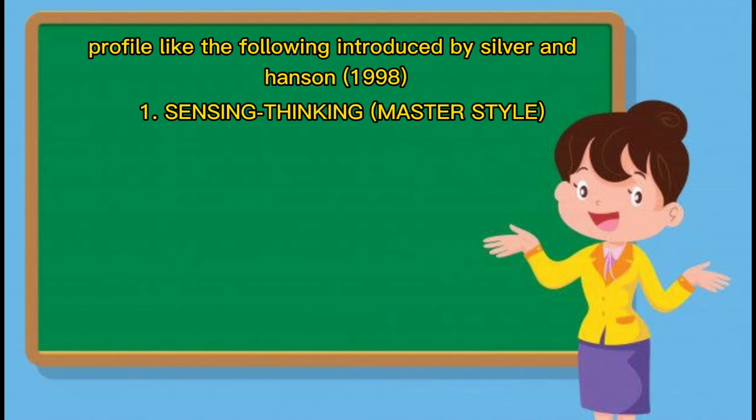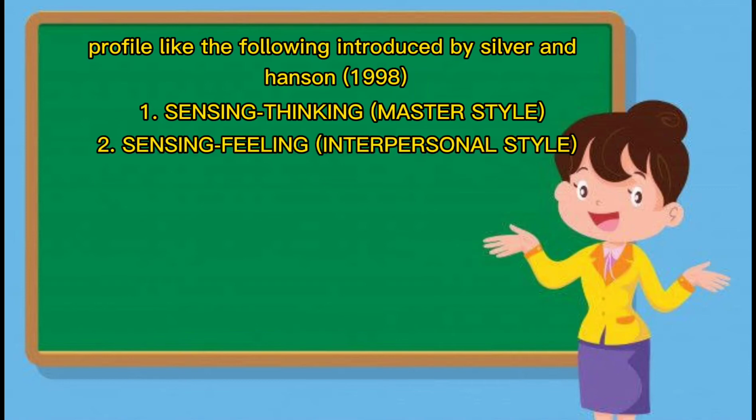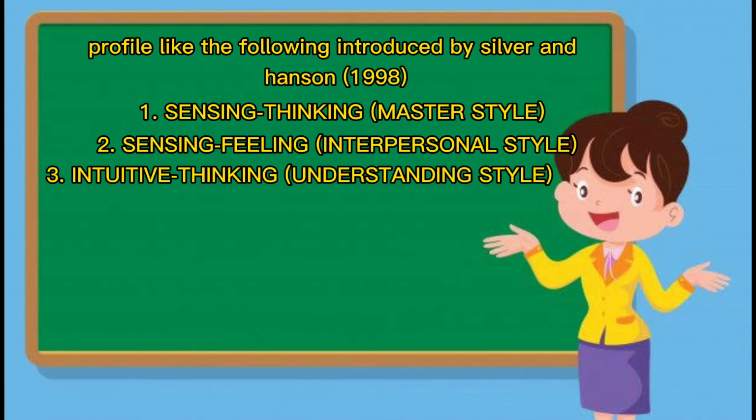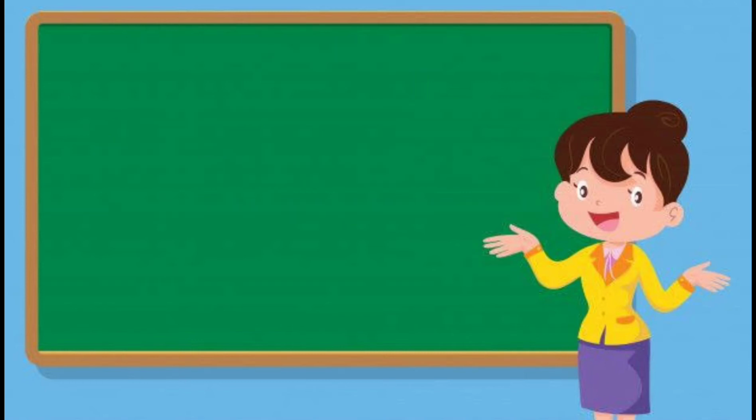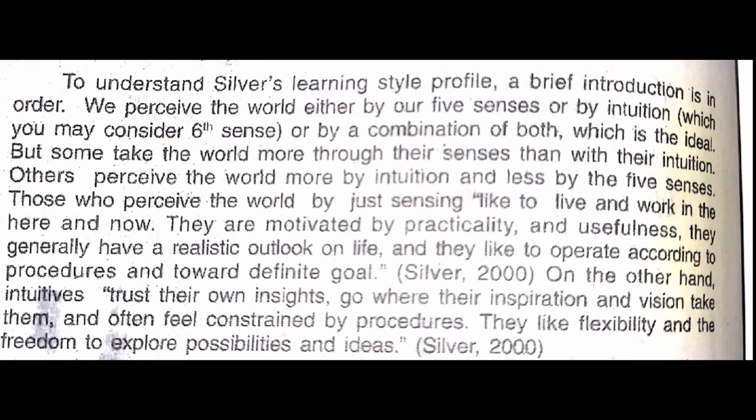Number 1, sensing thinking, or the mastery style. Number 2, sensing feeling, or the interpersonal style. Number 3, intuitive thinking, or the understanding style. And 4, intuitive feeling, or the self-expressive style. To understand Silver's learning style profile, a brief introduction is in order.